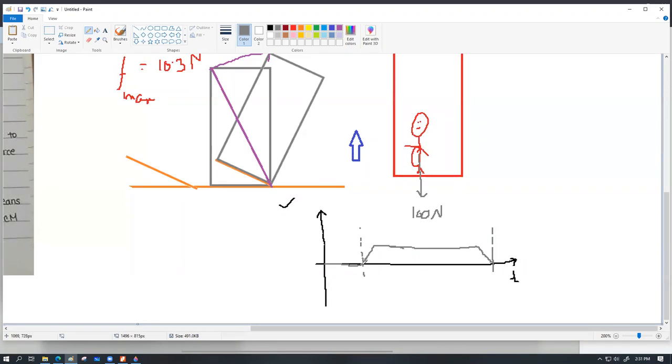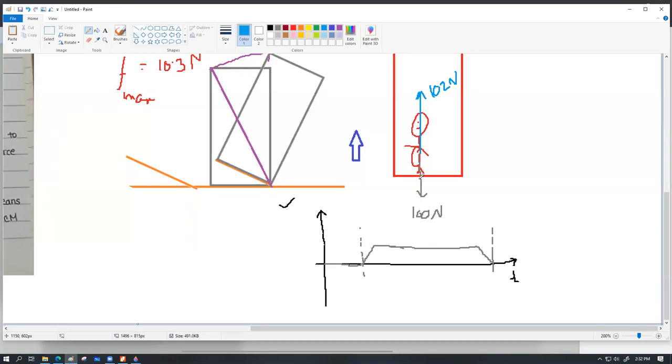But when I'm trying to get an acceleration, when the lift is going upwards, my upward force should be slightly bigger than 100 Newton. So let's say for this duration, the uniform upward force, let me show you in sky blue, was 102 Newton. So I'm going to have on my feet a slightly bigger force than I'm used to. For my weight, I'm used to experiencing 100 Newton force on the bottom of my feet.